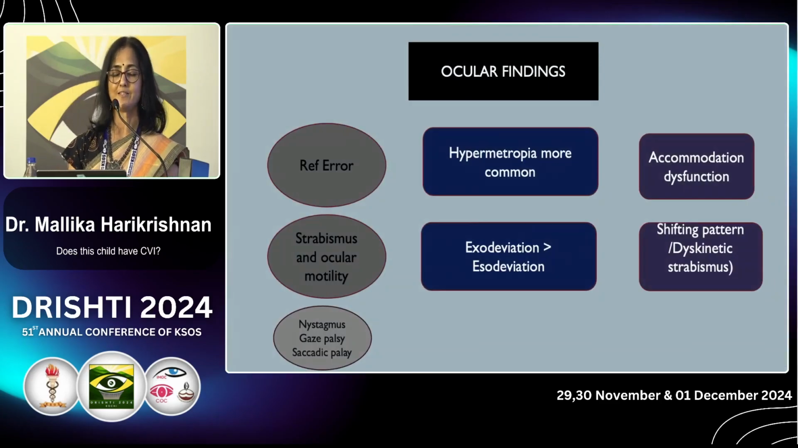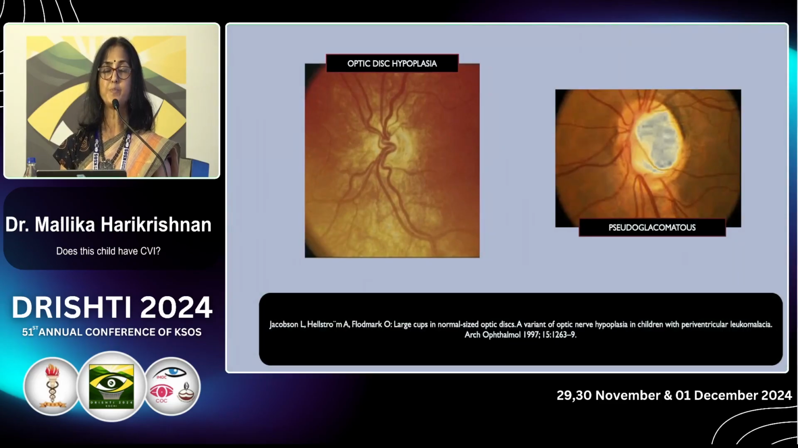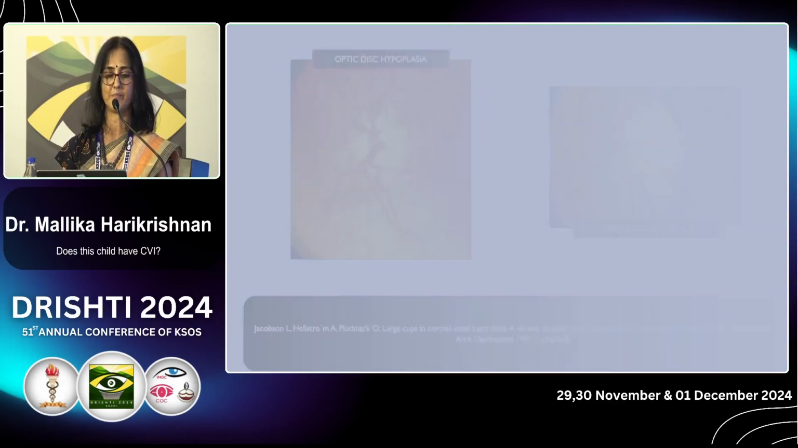Usual ocular findings in these children are refractive error, where hypermetropia is more common, accommodation dysfunction, and strabismus, where exodeviation is more commonly seen than esodeviation. One particular pattern of strabismus is the shifting pattern, and they can have nystagmus, gaze palsy, and saccadic palsy. Optic disc changes described are optic disc hypoplasia and pseudoglaucomatous optic atrophy, which is more commonly seen in children with PVL.